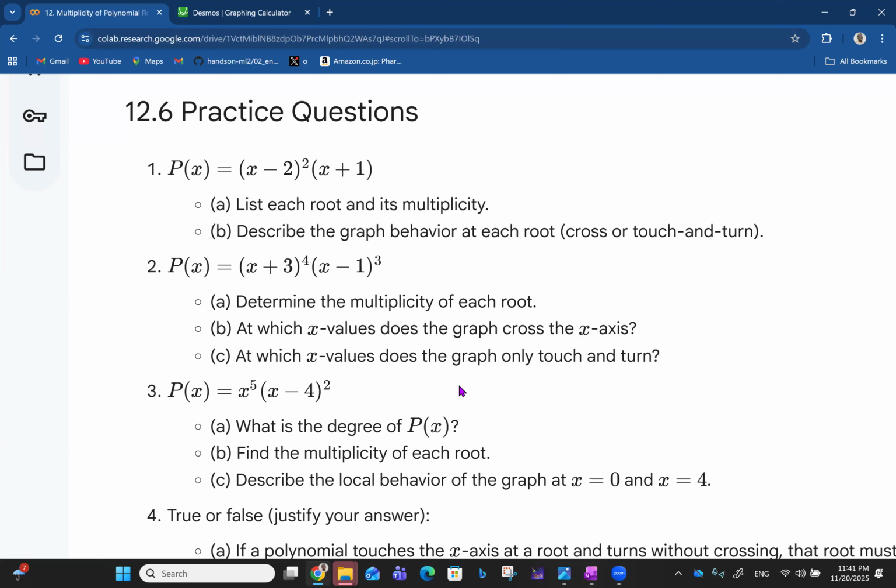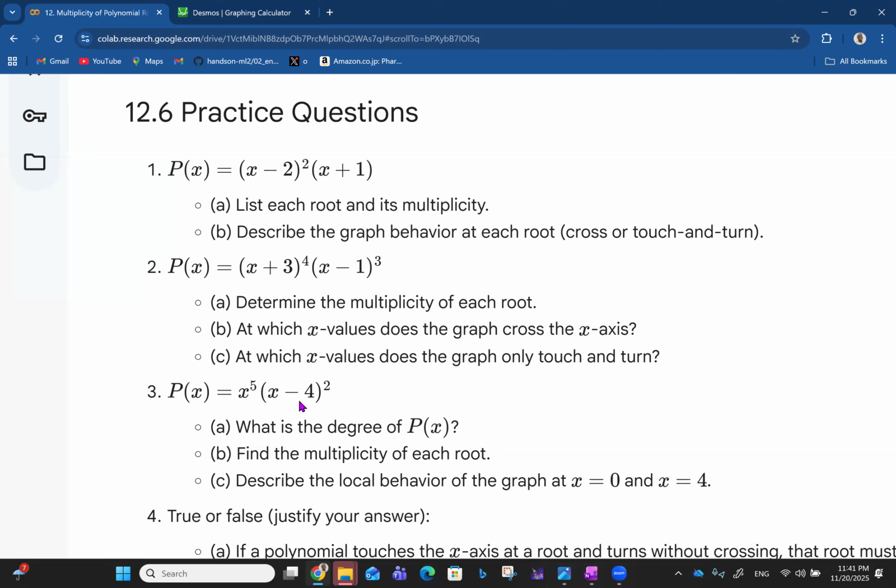I want to try question 3, which talks about p of x equals x raised to power 5, x minus 4 squared. Of course, in this case, x is equal to 0 five times, that's what this means. What is the degree of p of x? Of course, that will be 5 plus 2, 7. So the degree of this is 7. You add the powers together.